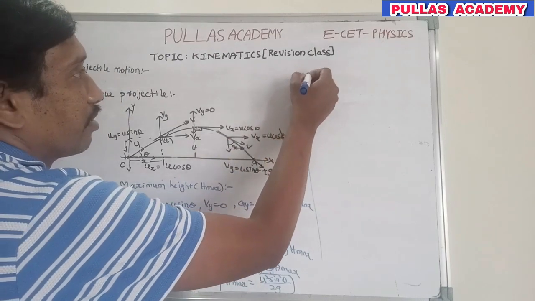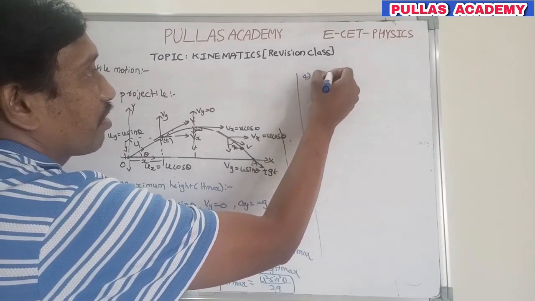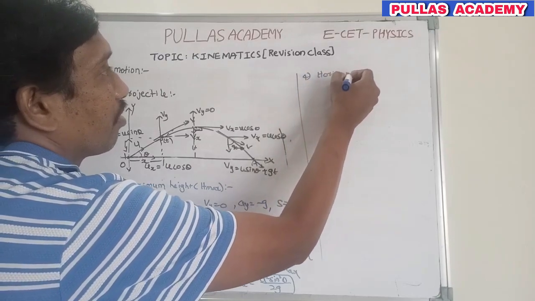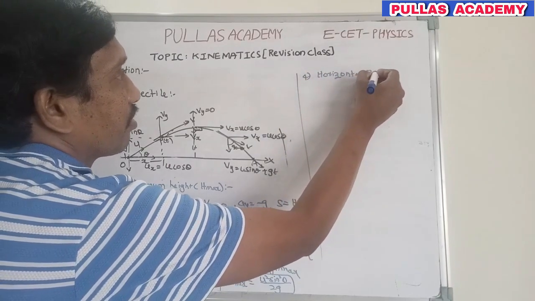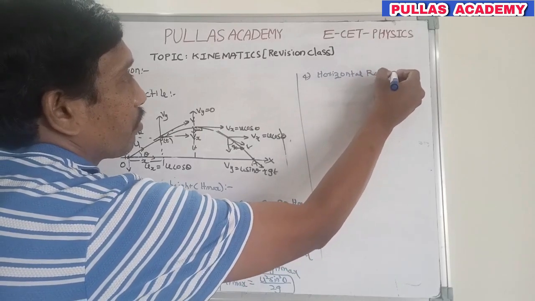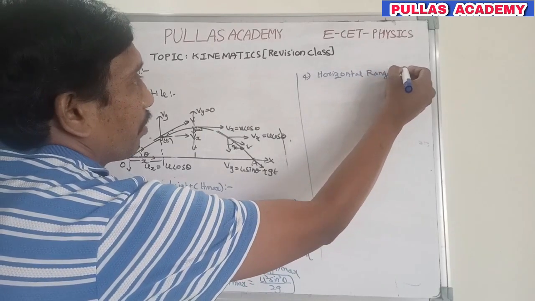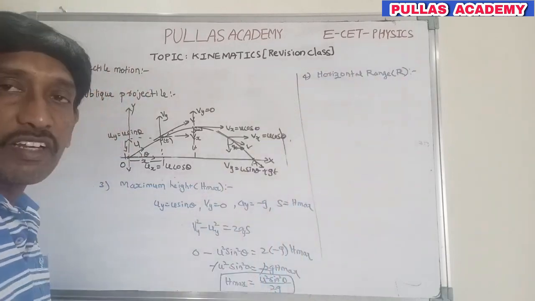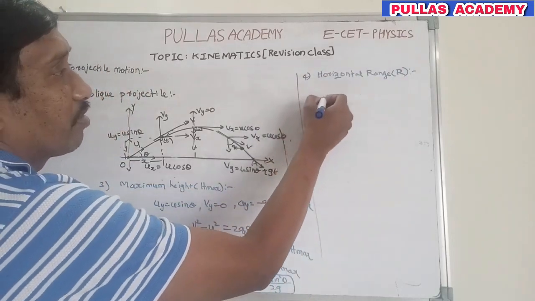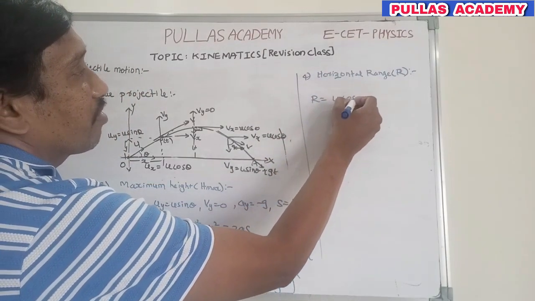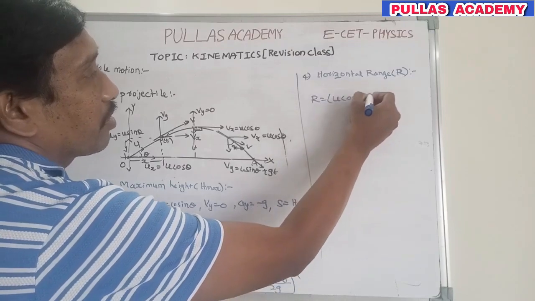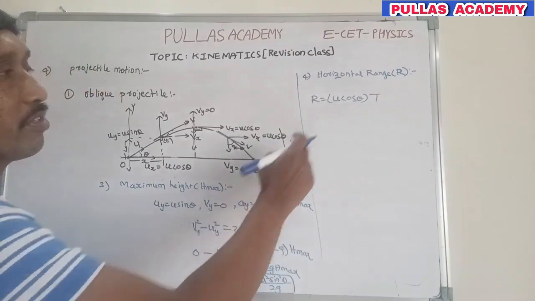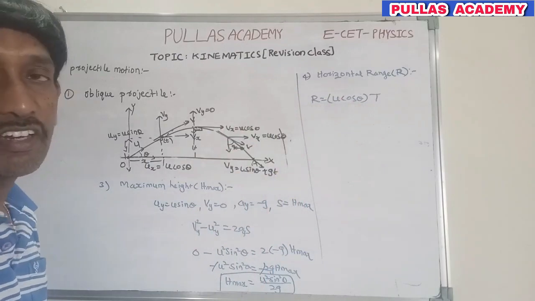Next one is horizontal range, or range. This is denoted by R. Okay, what is the horizontal range formula? Along the horizontal direction, the velocity u cos theta into the time taken, which is the time of flight. This product is called the horizontal range.